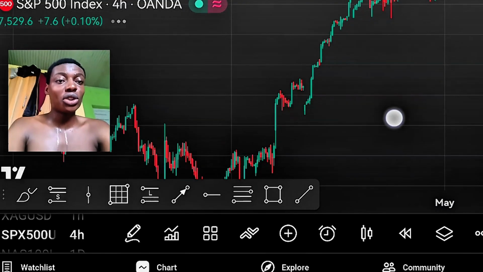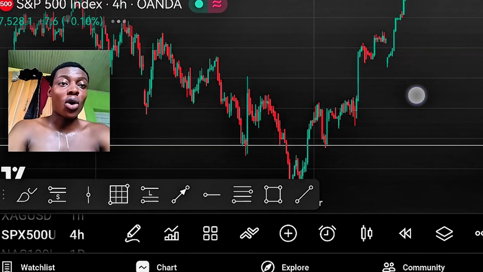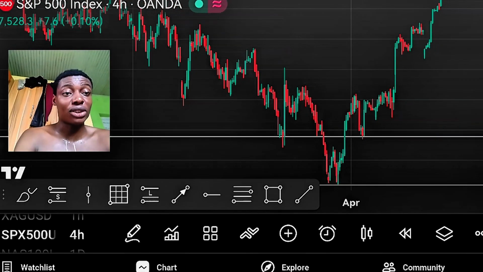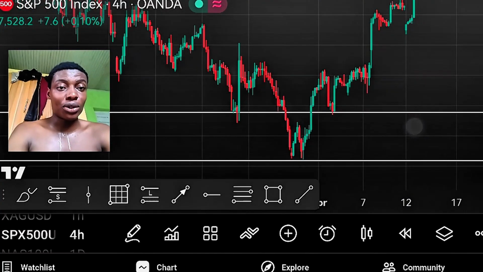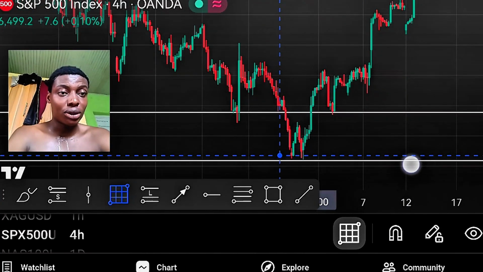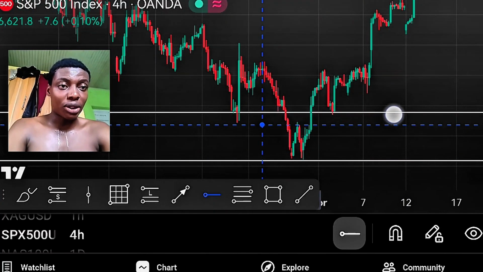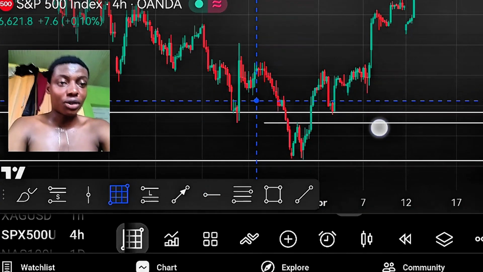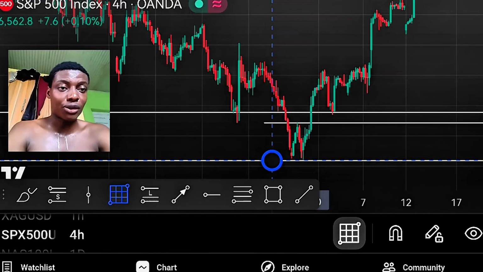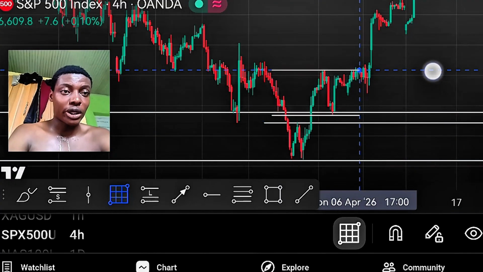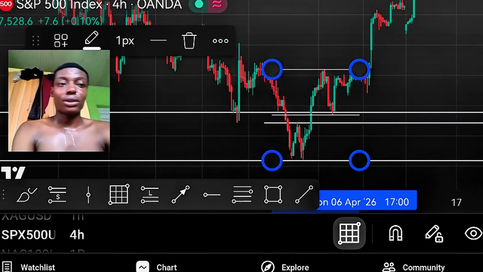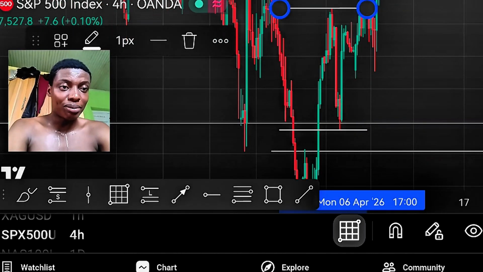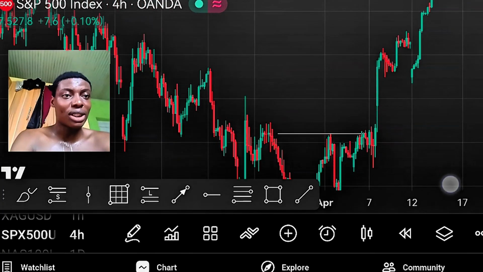We don't just use only equilibrium, we use other confluences too. If you look at this too, we got our break of structure, we came into this kind of equilibrium. You can draw from here to here, and price, you can see that we tapped that middle line, which is discount, and we ripped up.